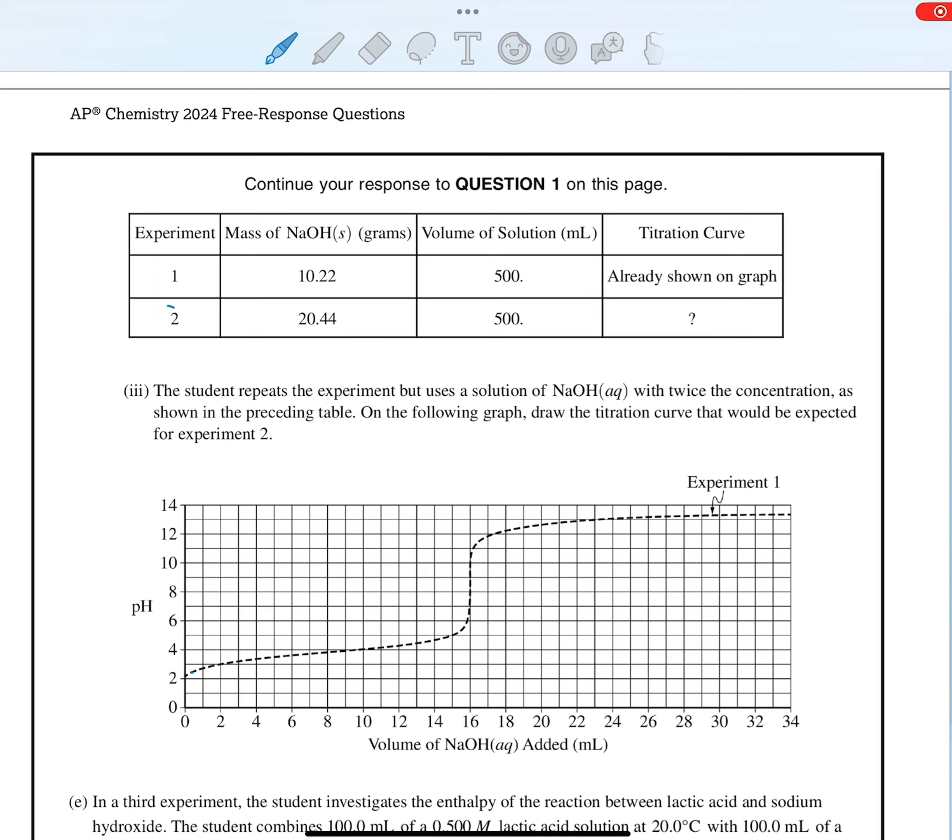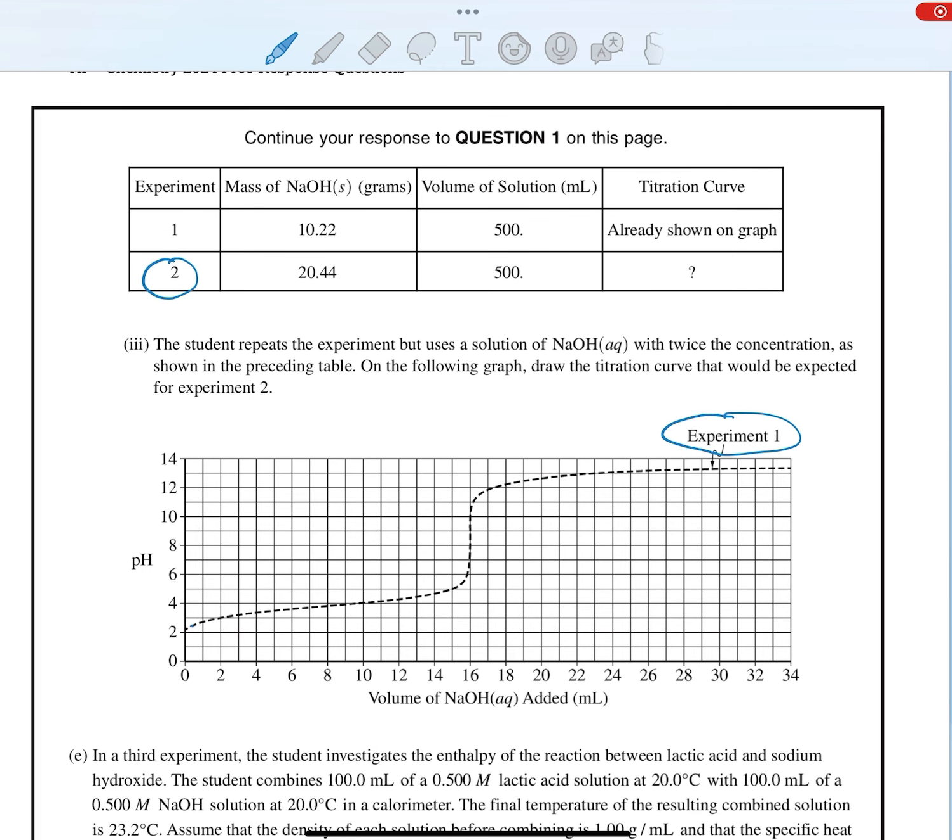This would correlate with experiment 2's data on this table, noting that experiment 1, which is what we've been doing this question up to this point, that titration curve is already given to me. So this question is not too bad because what we've noticed is that in experiment 2, we have doubled the grams of sodium hydroxide, and therefore we've doubled its concentration because it's happening in the same volume.